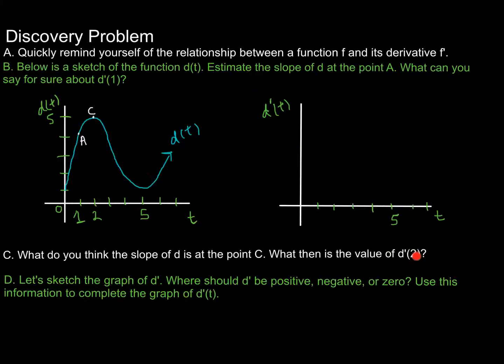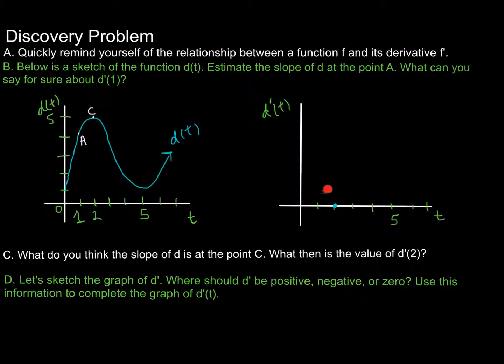And what does that mean about d prime of 2? Well, d prime gives you the slope of the function d. So d prime of 2 better be 0. And this information is going to make sketching a graph of d prime very, very easy. So we know that d prime of 2 is going to be a root of the function. It's going to intersect the t-axis there.